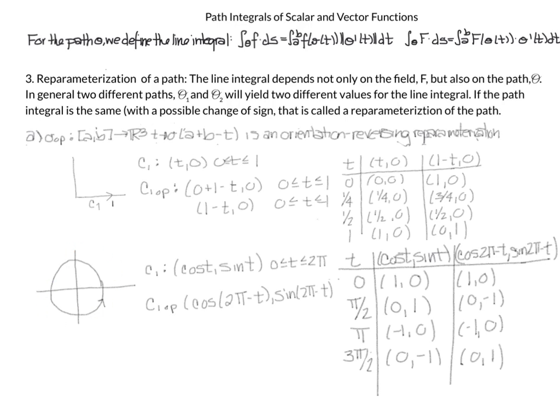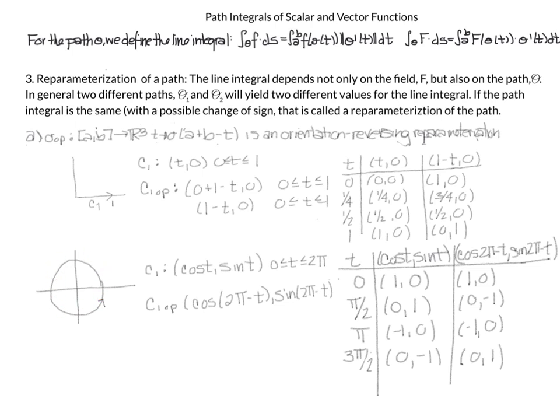Compare that to the circle. I just plugged in some easy points for t: 0, pi over 2, pi, and 3 pi over 2. We only need to get the direction. When t is equal to 0, cosine of 0 is 1, sine of 0 is 0. Cosine of pi over 2 is 0, sine of pi over 2 is 1. Cosine of pi, so we're over here, is equal to minus 1, sine is 0. And then finally we have 0, minus 1. So you can definitely see we're going 1, 0, then 0, 1, then minus 1, 0, then 0, minus 1. So we're going in this counterclockwise direction.